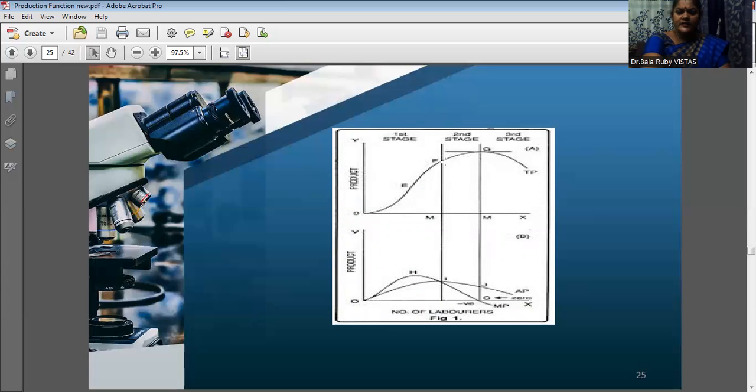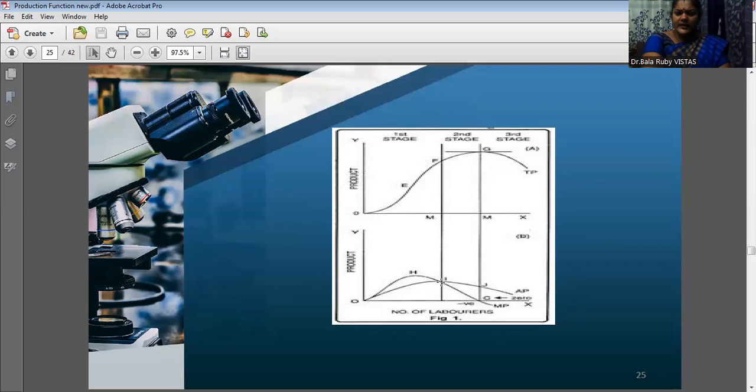So if you see the second stage, total production increases at diminishing rate. At the end of the second stage, it becomes maximum. So if you see this G point, it is the maximum point of the total production. It is at the end of the second stage. Corresponding to this maximum point of total production, always this marginal production becomes 0. So this is a very important point. When total production becomes maximum, marginal production becomes 0.